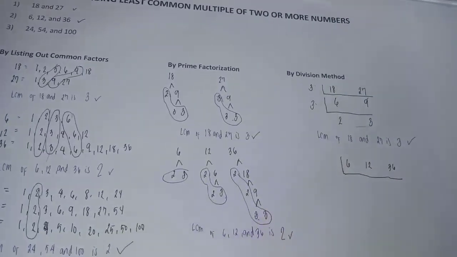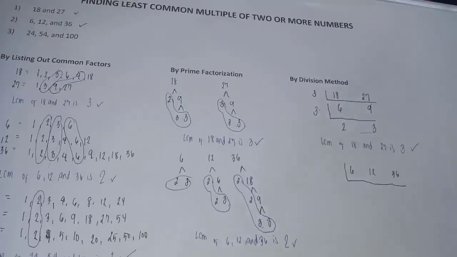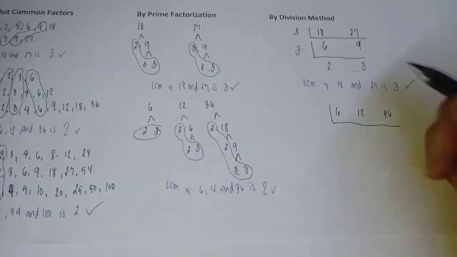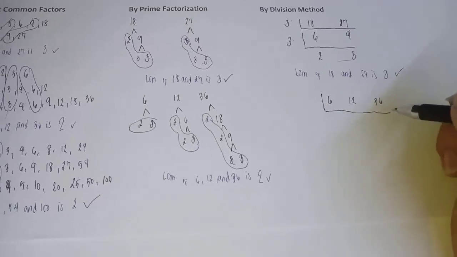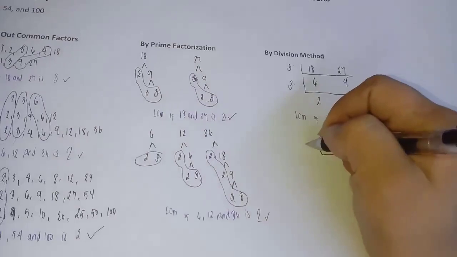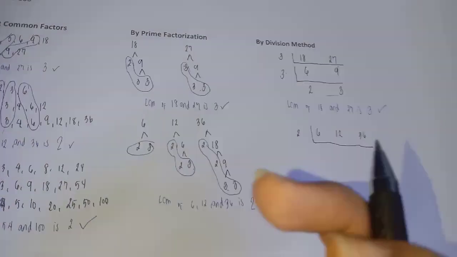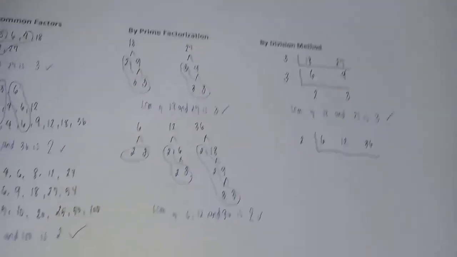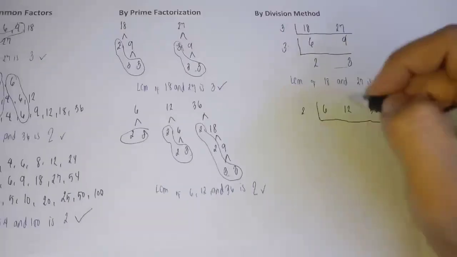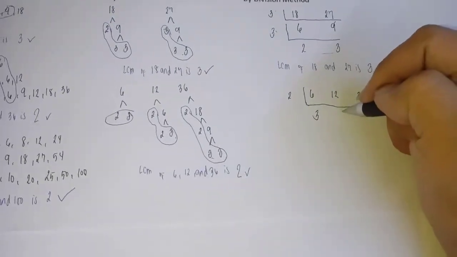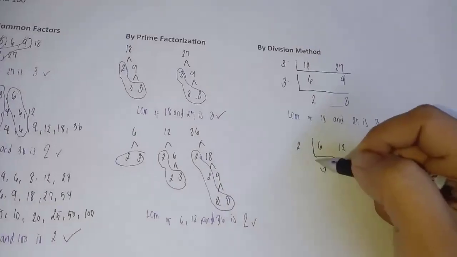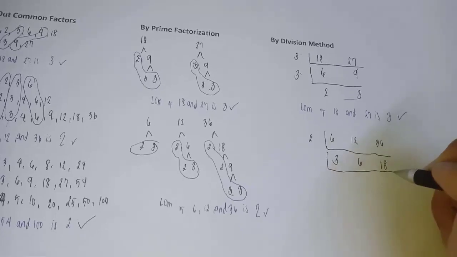Can we come up with an LCM of 2 using the division method? So, let's see. Since 6, 12, and 36 are even numbers, therefore they are divisible by 2. So, the smallest positive integer that we could use is 2, without getting any remainder. 6 divided by 2 is 3. 12 divided by 2 is 6. 36 divided by 2 is 18. It can be divided further.